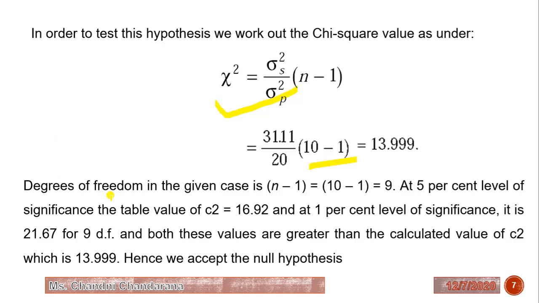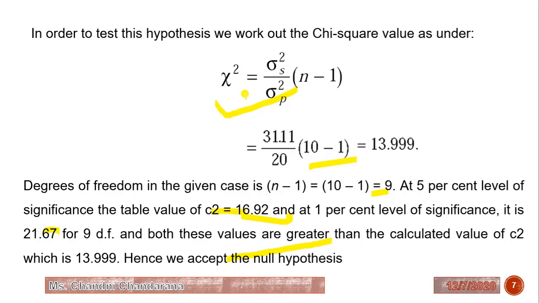Now the degree of freedom in the given case is equal to 9, as we know that the number of items is 10. So the degree of freedom is 9. At the 5% level of significance the table value is this much. This is the chi-square value, and at the 1% level the value is this. Both of these values are greater than the calculated value. That's why we are accepting the null hypothesis. This is a very simple example.